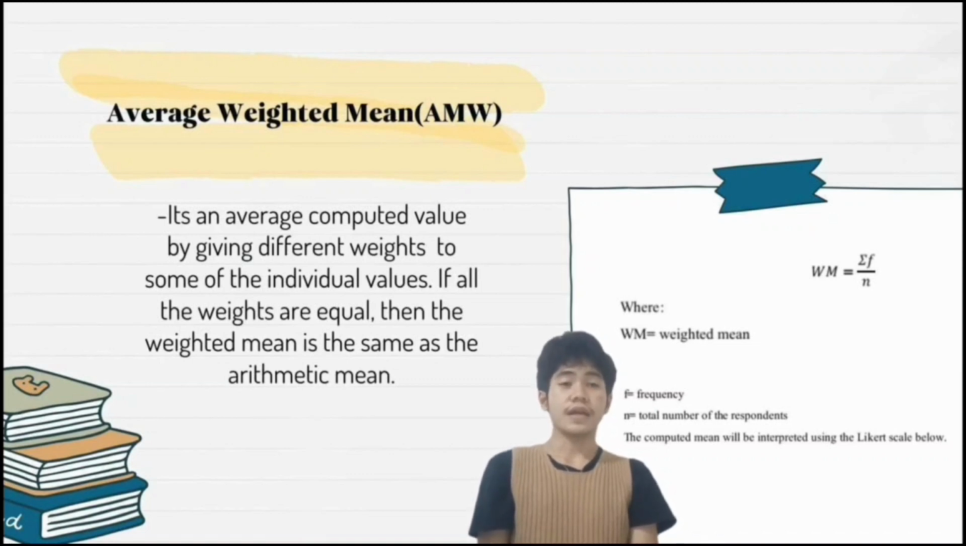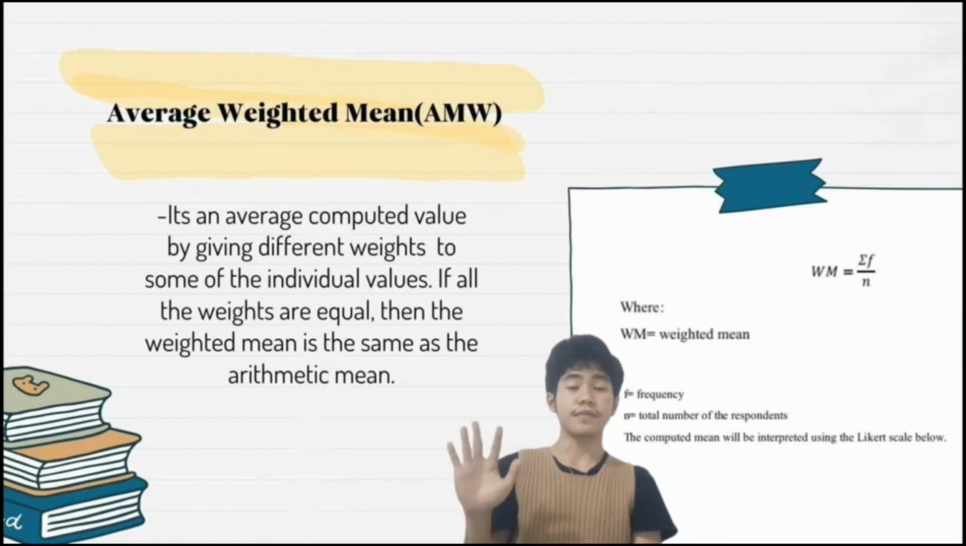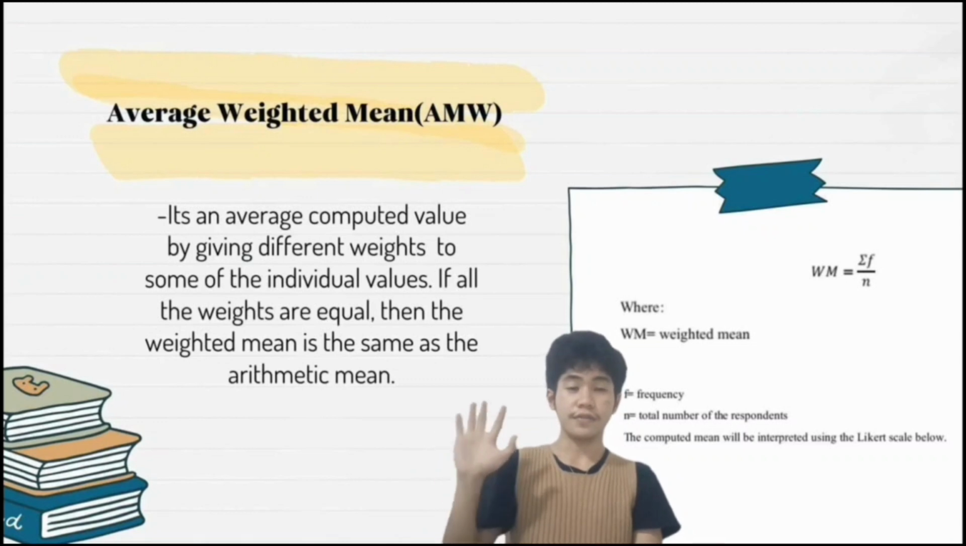It means that the average weighted mean is to identify the average of the data. For example, there are 9 plus 9 plus 9 plus 9 plus 9. Those 9s are symbolized as F, which is the frequency, and you divide it by 5, which is N, and you would get the average weighted mean of 9.